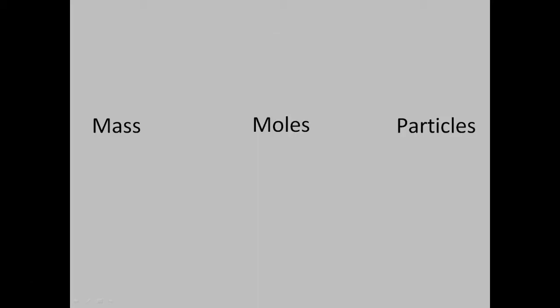Now, when we do our calculations, we're going to be looking at going between our mass, the number of moles in a given mass, or the number of particles in a given mass. And so we know that we have a relationship between all of these. We can go between our mass and our moles, and to do this we use our molar mass. And we can go between our moles and our particles, and to do this we use Avogadro's number.